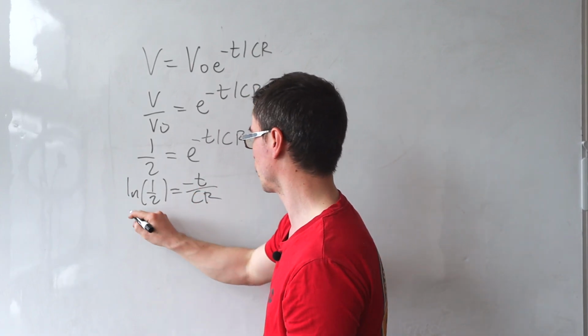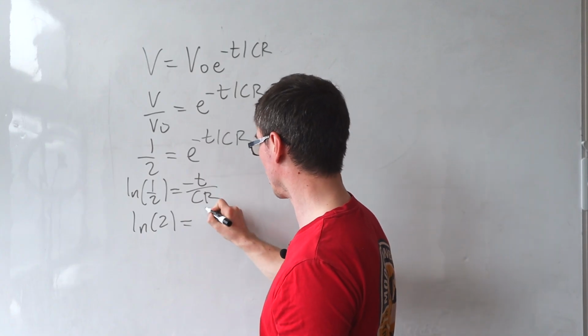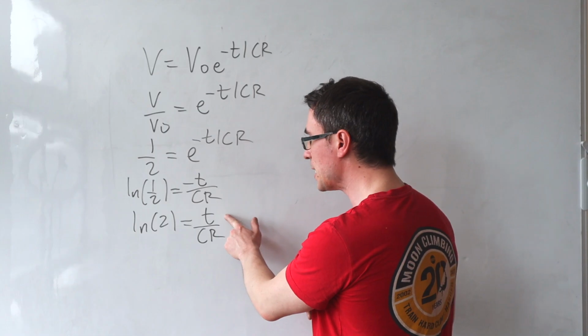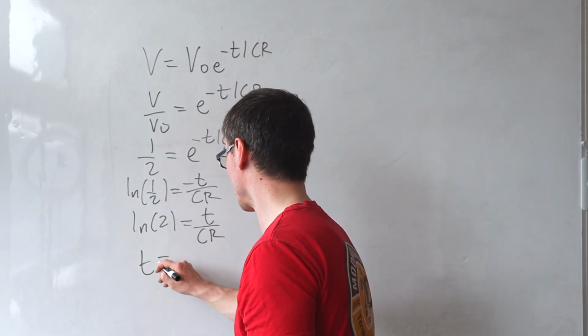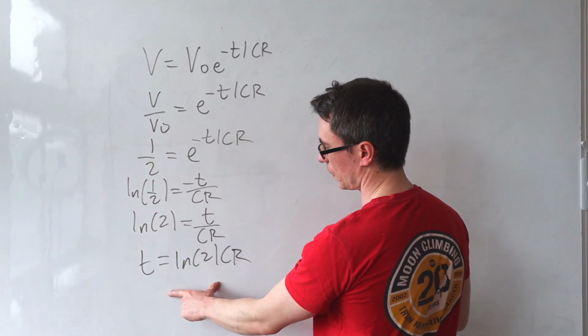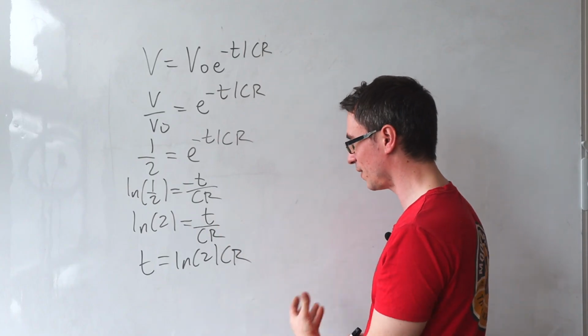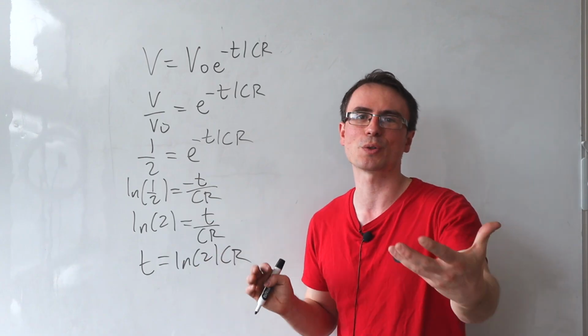The minus sign will just flip the ln, so we get ln of 2 is equal to the half-life over CR, meaning that the half-life of a capacitor is equal to ln of 2 multiplied by CR. This is exactly the same as the half-life in radioactivity, but applied to capacitors, and this could be a nice little shortcut to some problems.